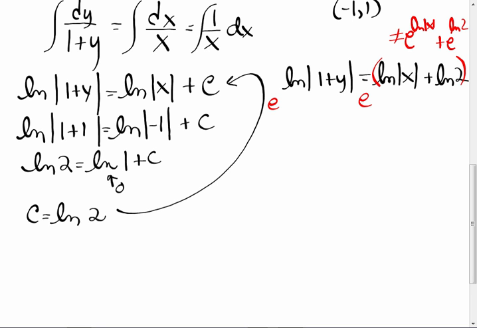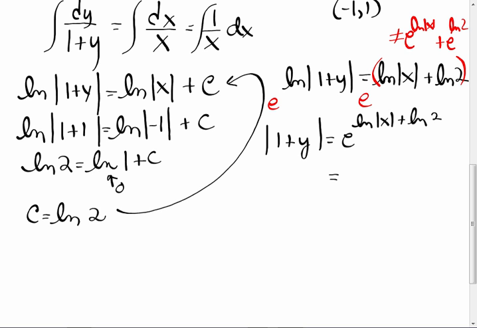Okay, so I'm going to get on the left side the absolute value of 1 plus y equals e to the natural log of the absolute value of x plus the natural log of 2. When in doubt, just leave it alone. Do we know what it is, though?